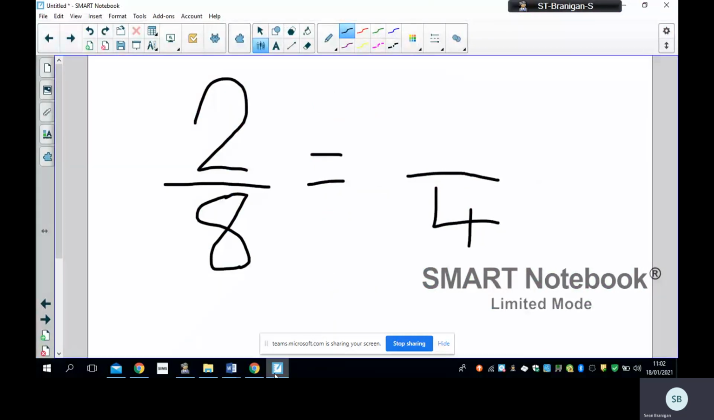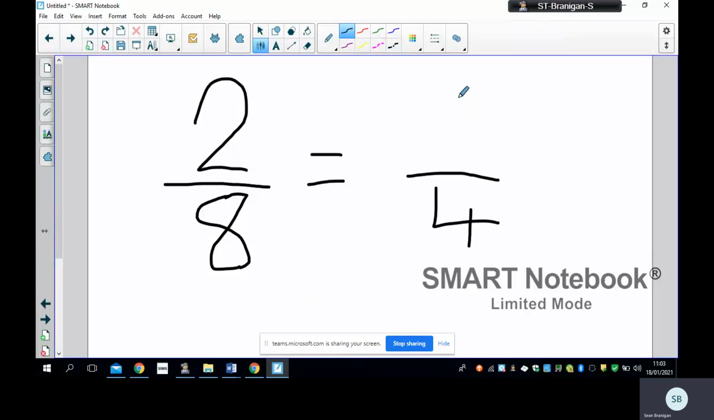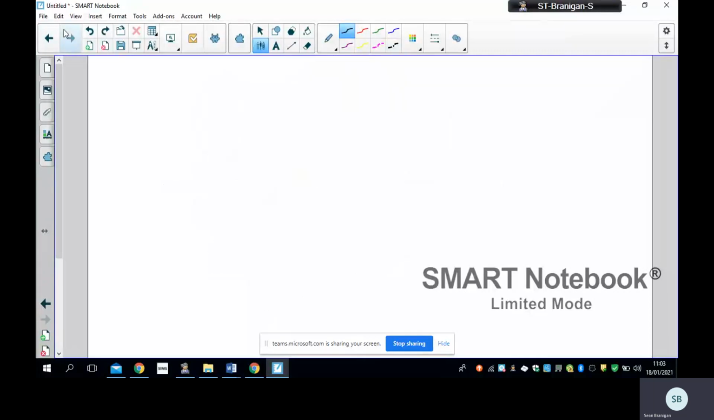2/8 is the same as how many quarters? Okay, so I need 2/8. Let's pop this one back, and this one, and this one, and this one. 2/8 is the same as 1 quarter. There you can see 2/8 is the same as a quarter. And this time, children, we've divided by 2. 8 divided by 2 is 4. 2 divided by 2 is 1. It might be easier at the moment just to look at the fraction wall, but I'm showing you just in case you want to use this method.